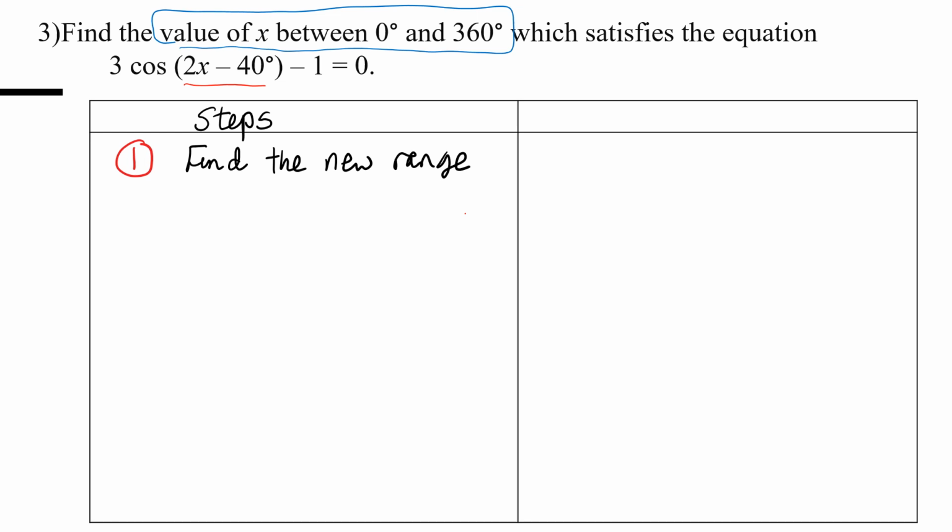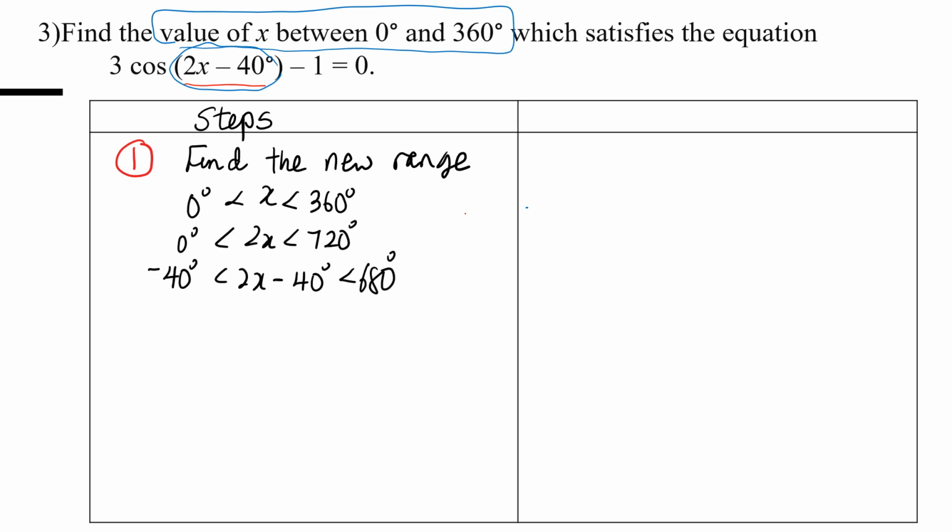However, before we can reach that, we need to settle this, because you're not given cos x, you're given cos of (2x minus 40 degrees). So before you can reach your x, you have to find the possible angles for 2x minus 40 first. Therefore, we need to find the new range. The in-between range should be between negative 40 and 680.